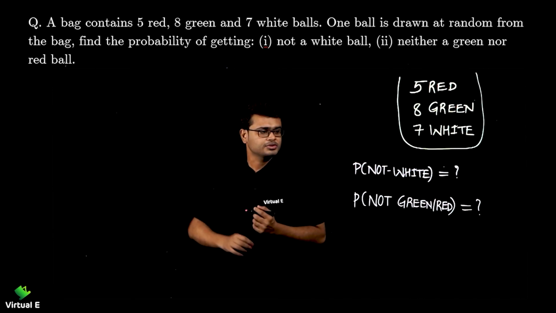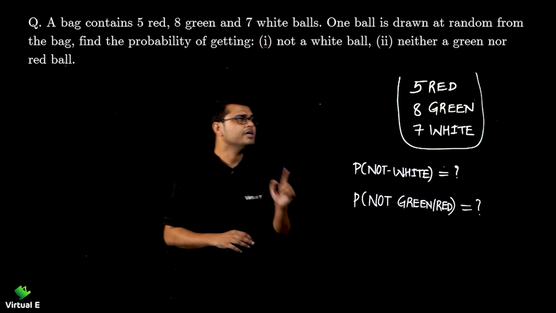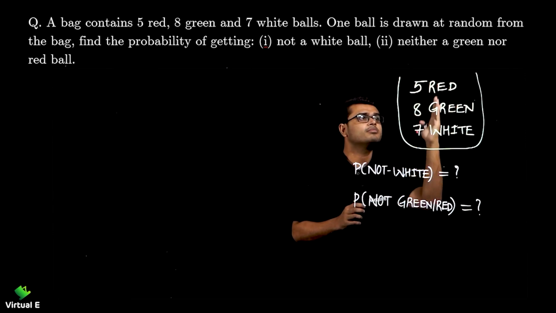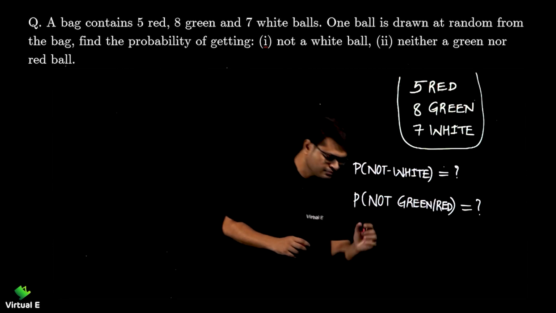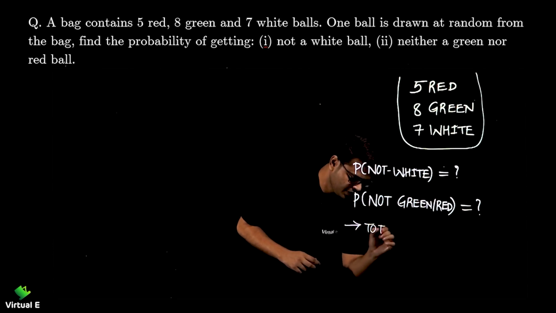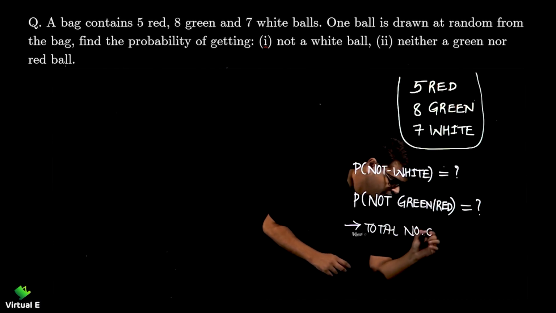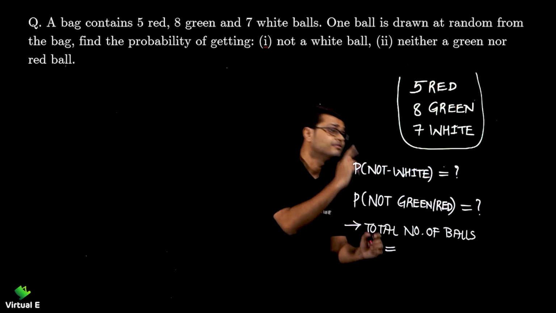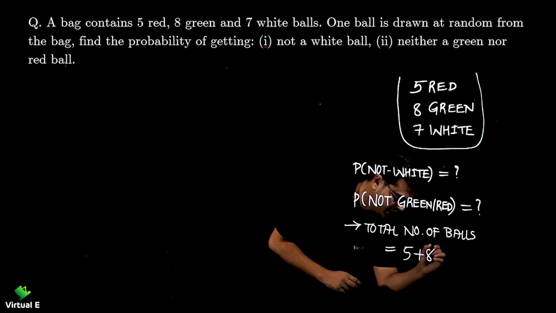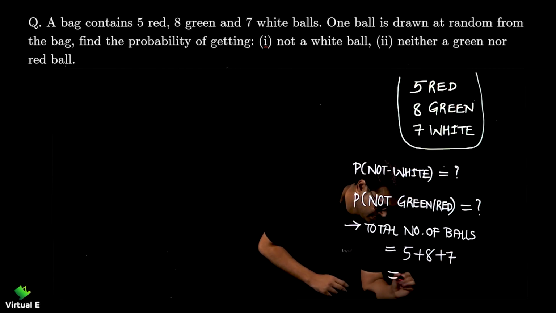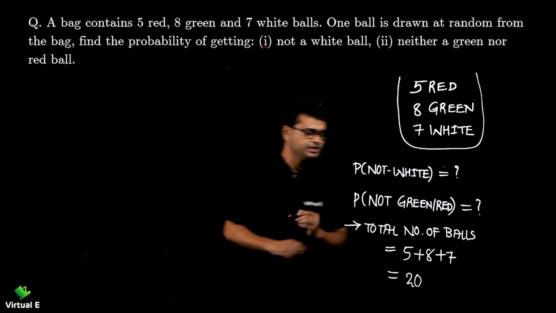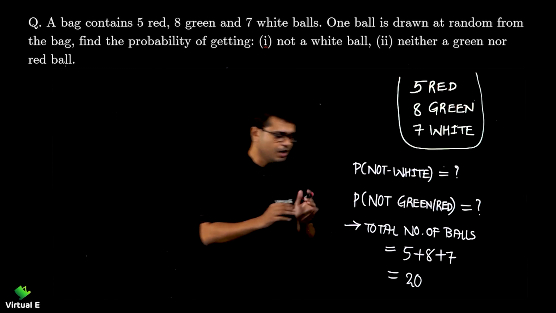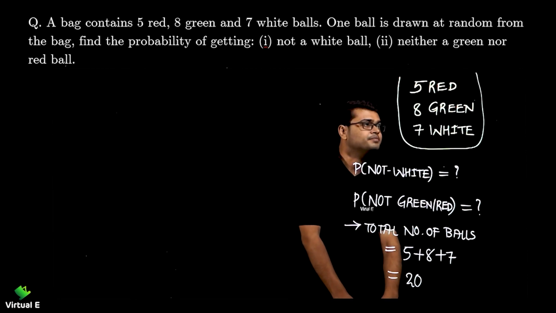So how shall we approach? First of all, I think we should be getting the total number of balls, right? That's an important step, because we have the individual number of balls but not the total one. So let's start. Total number of balls, that is 5 plus 8 plus 7, so that will be 20 number of balls, or basically 20 is the total number of outcomes.